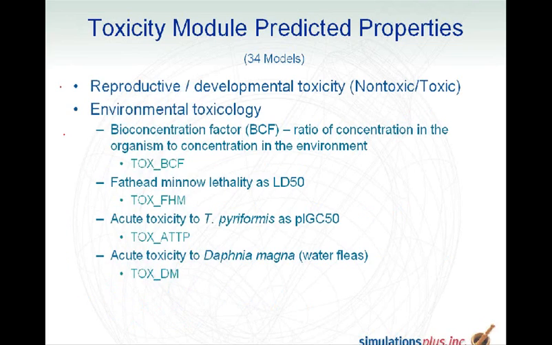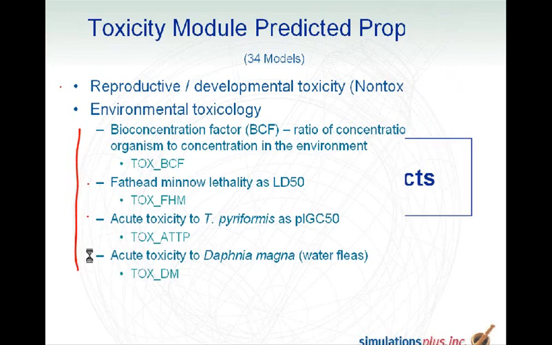The reproductive and developmental toxicity module is next, a model that I've discussed previously. And then we have several models for environmental toxicology: bioconcentration factor, which is the ratio of the concentration in the organism to the concentration in the environment. So this is, for example, useful for fish. Fathead minnow toxicity, toxicity to T. piriformis, and then finally a model of Daphnia magna.